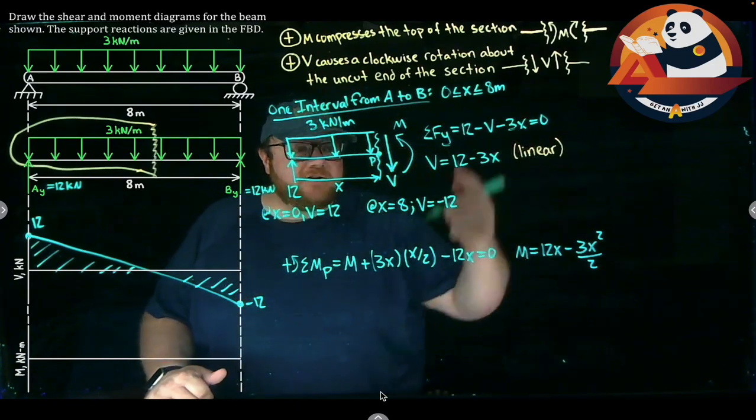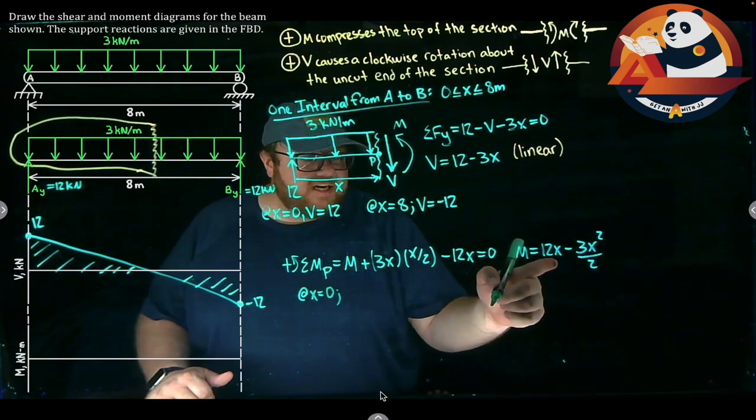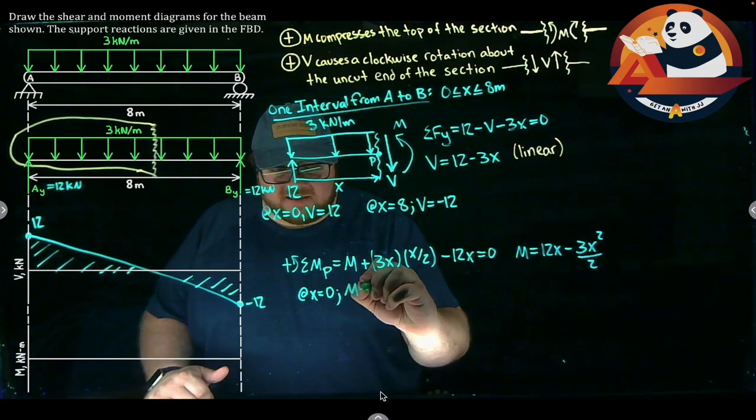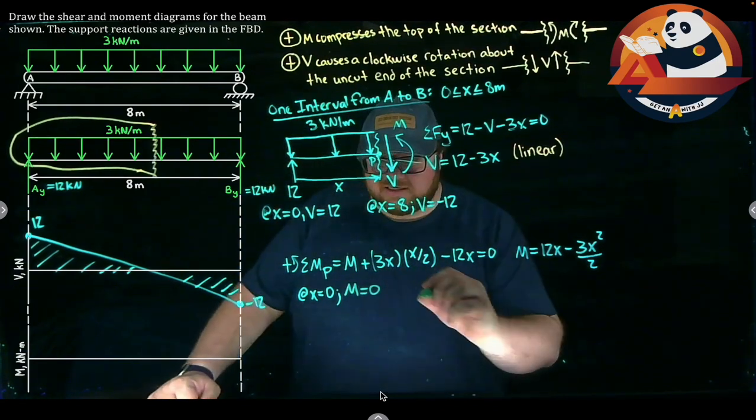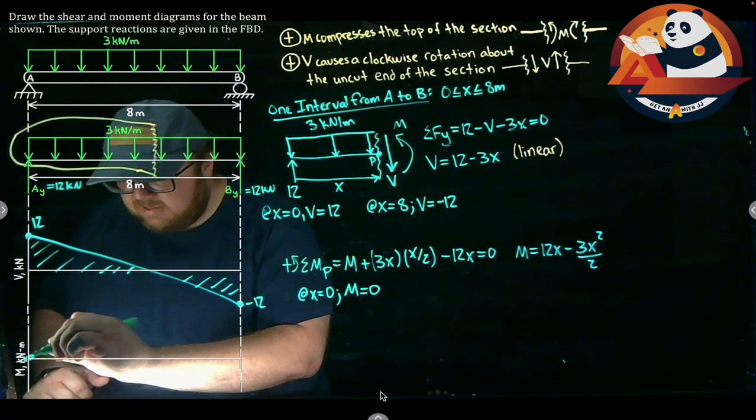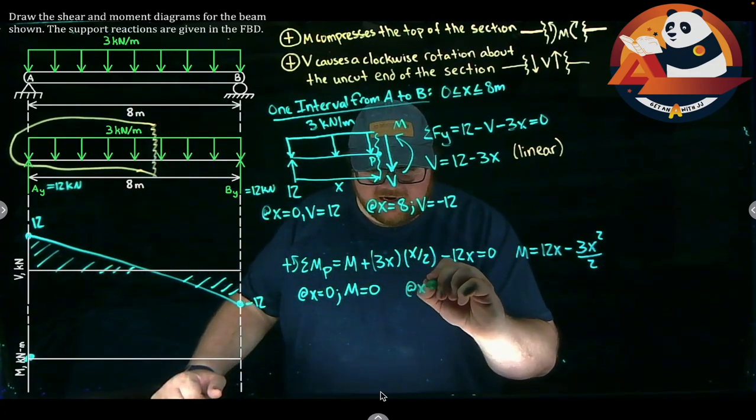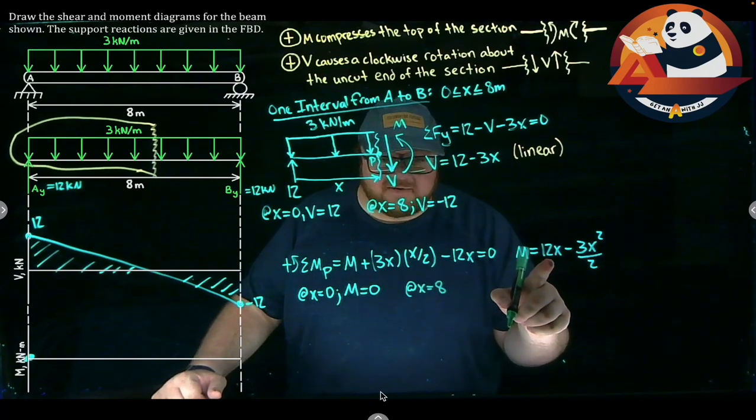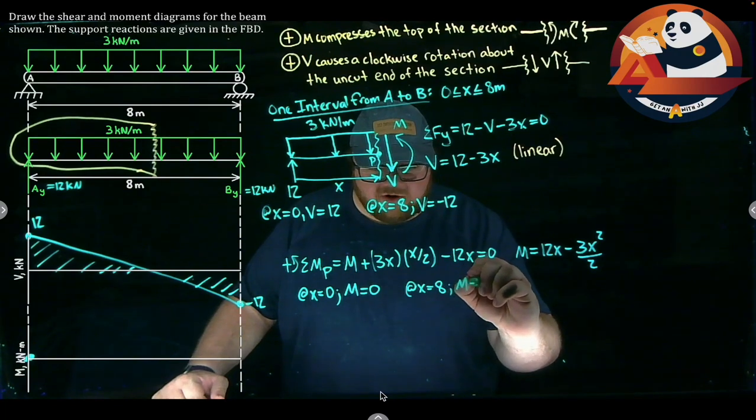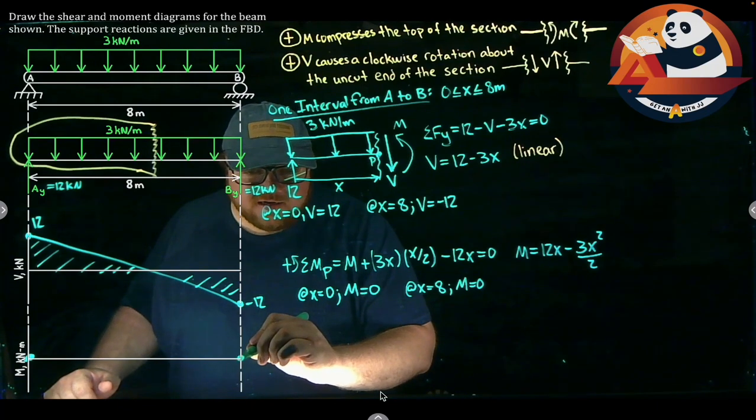But from here, we just check our boundary conditions again. At x equals 0, putting 0 in for this, 12 times 0 minus 3 times 0 squared over 2, our moment is 0. Our second boundary condition, let's actually put a dot here. So we're starting out at 0, somewhere over here. Our next boundary condition, what happens at x equals 8? So 12 times 8 minus 3 times 8 squared divided by 2 is actually going to get us our moment is 0 again. At the end of our beam, we've come back down, and we're still at 0.